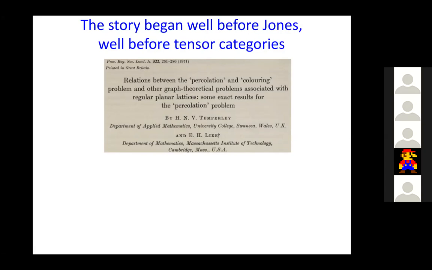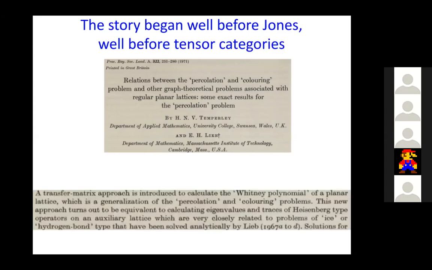Temperley and Lieb wrote this now extremely famous paper, but at least based on my random sampling of lots of mathematicians and physicists who are studying these knot and link invariants in various applications, a very small percentage of them actually know what Temperley and Lieb were thinking about when they invented their famous algebra. And so that's a bit of the abstract there.